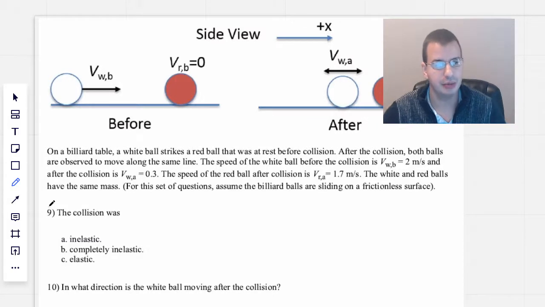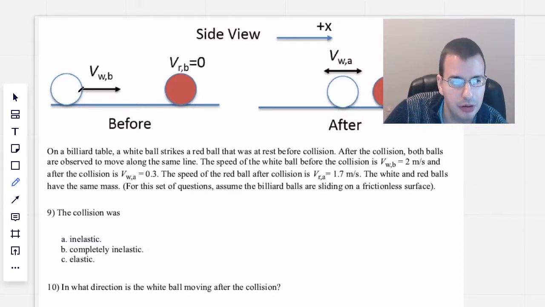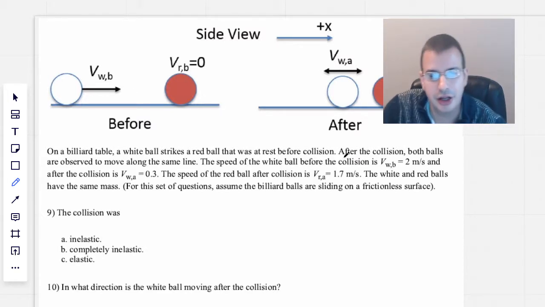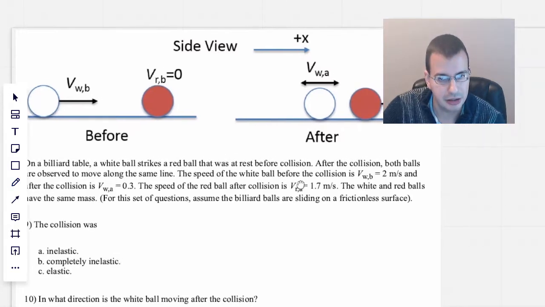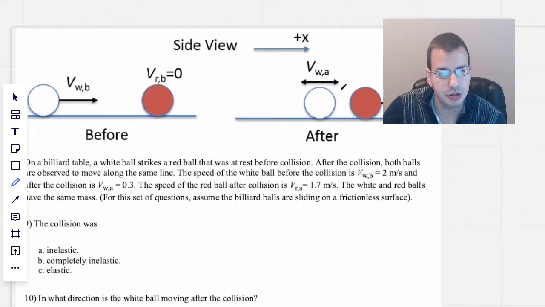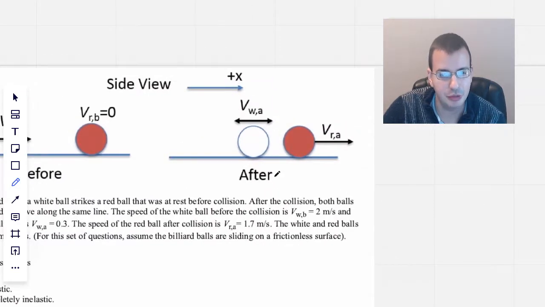On a billiard table, a white ball strikes a red ball. White ball, red ball. Okay. That was at rest before collision. At rest, okay. Arrow, no arrow. Makes sense. After the collision, both balls are observed to move along the same line. Two arrows showing some sort of ambiguity, and the red ball moves to the right.